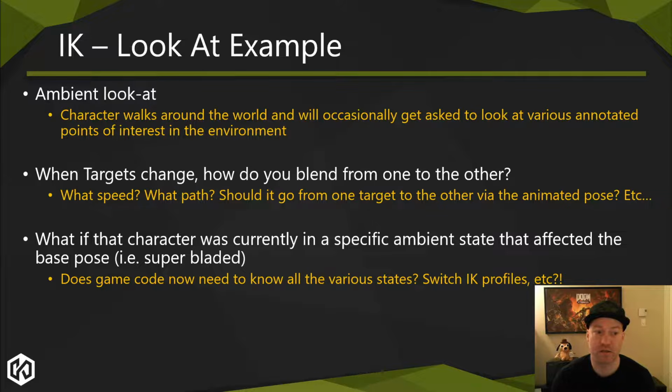Additionally, what if a character was in a specific state that modified the pose, and now what is my IK calculated relative to? The body might be tilted, so I can't really calculate targets in local space or whatever else. It adds a lot of complexity.